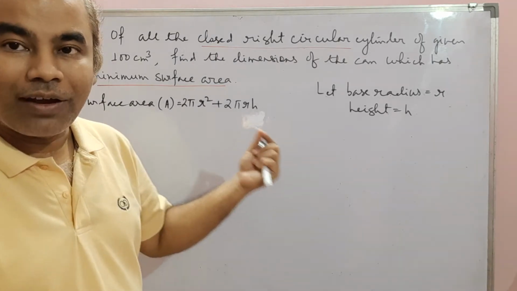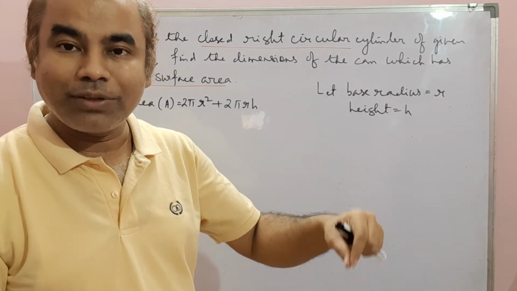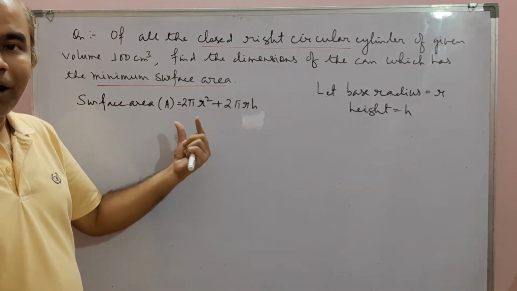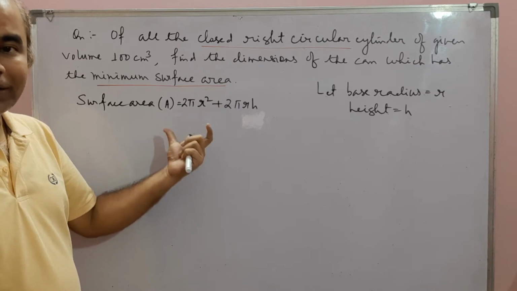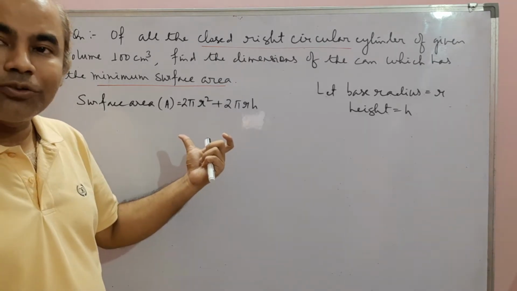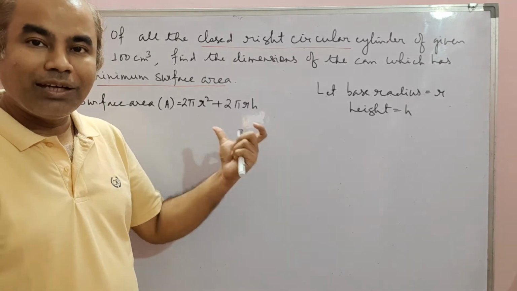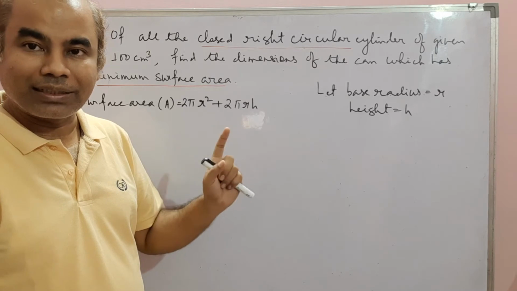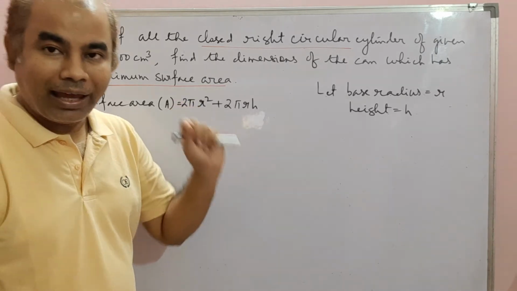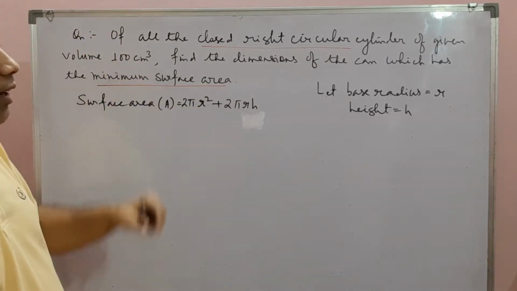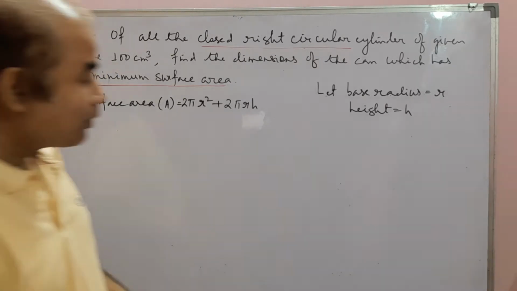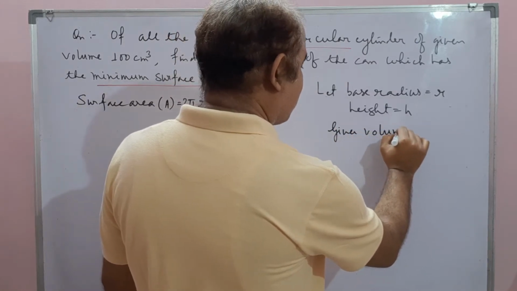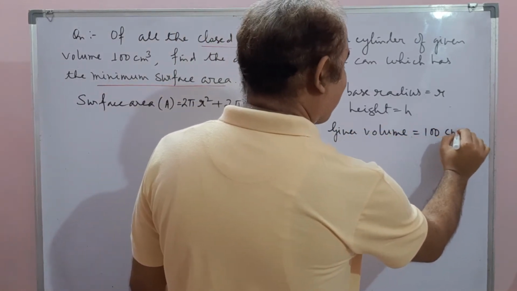Now differentiation means you have to differentiate with respect to the independent variable. This function has two independent variables, r and h. So how can you differentiate this? For this type of problem, where there are two variables in your given function, you need to eliminate one variable. To eliminate one variable, you need a given condition, a relation between the two variables. In this example, the given condition is that the volume is 100 centimeter cube.